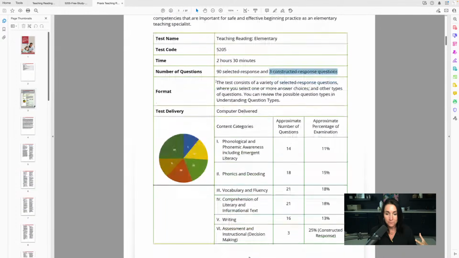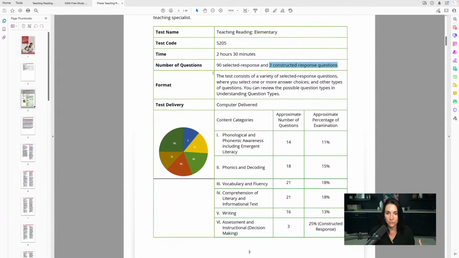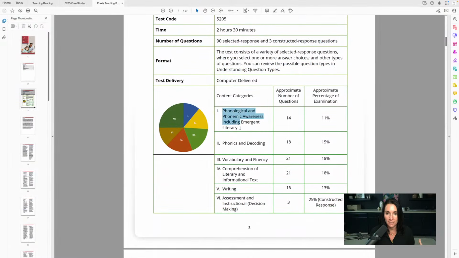All right. Now, there are 6 content categories. Those are the major components of the exam. So we have phonological and phonemic awareness. These are the foundational reading skills. This is a really important part of the test. And we want to make sure that we have a really good understanding of this, because these questions are scenario based and you're going to have to understand that. We're also going to get into phonics and decoding, other foundational skills. And then we move into vocabulary and fluency. And then finally, the big skills here, comprehension, which is the ultimate. That's what we want students to have, is comprehension.